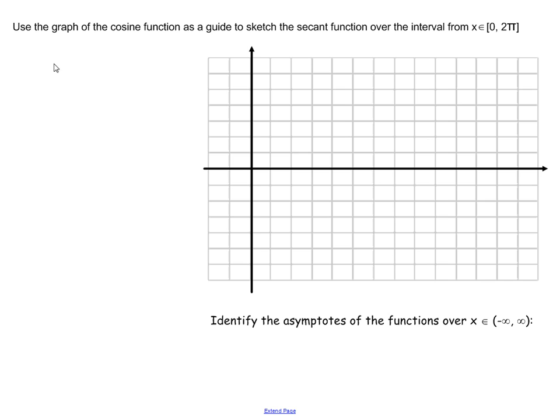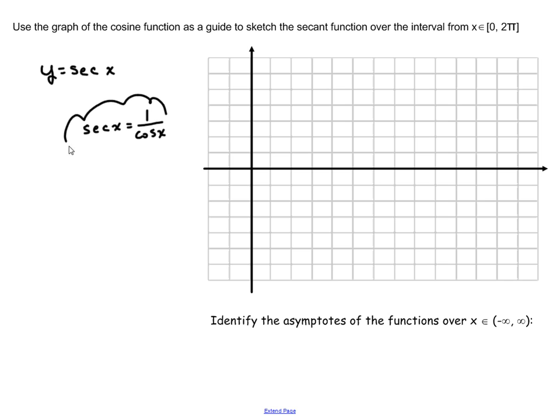Let's take a look at y equals secant of x this time. And again, this time we're going to use the cosine function as our guide. So we recognize once again that secant of x is the same thing as 1 over cosine of x.